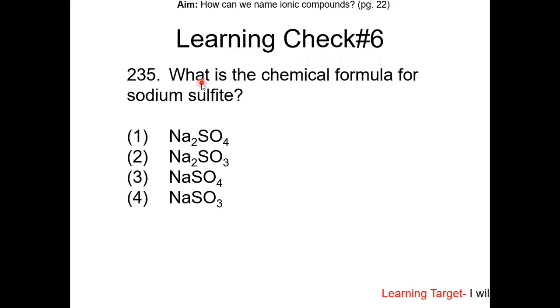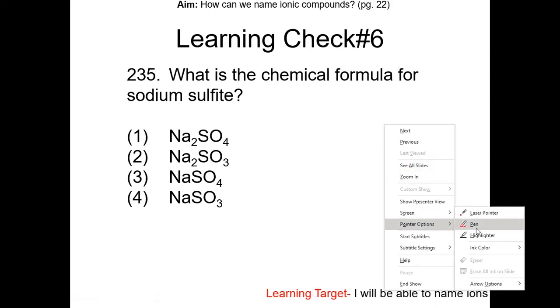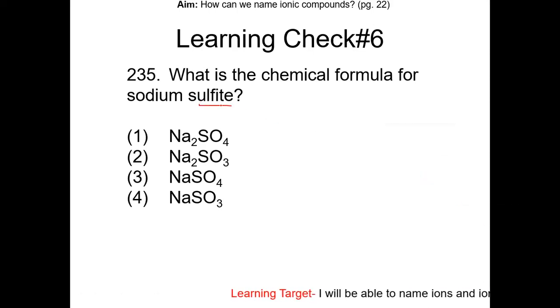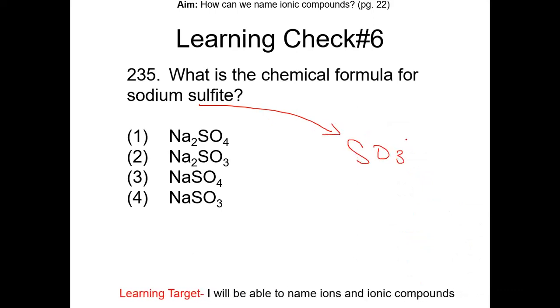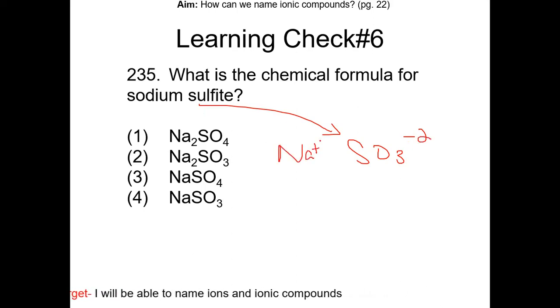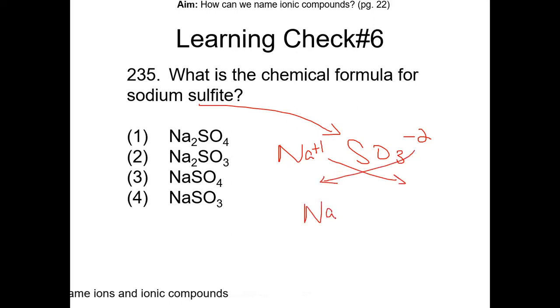Learning check number 6. What is the chemical formula for sodium sulfite? Pause the video and resume once you complete this. So first you've got to go to Table E on the reference table and look up the chemical formula of sulfite. So sulfite is SO3 with a charge of -2. Sodium has a charge of +1. So if you crisscross the charges, you get Na with a subscript of 2, and the entire SO3 unit has a subscript of 1, so parentheses are not required. So the answer is choice 2.